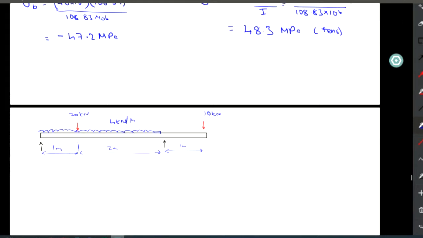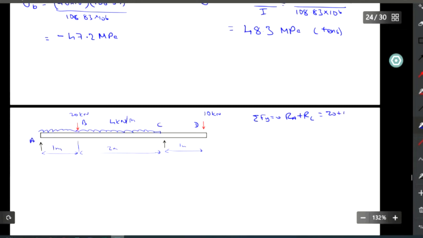Okay, so summing the forces, we have RA plus RC, so that's A, B, C, D, equals 20 plus 10 plus 4 kilonewtons per meter by 3 meters, which is 12. So that's 42 kilonewtons.